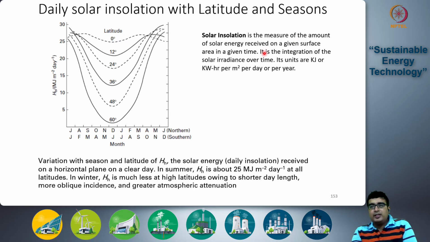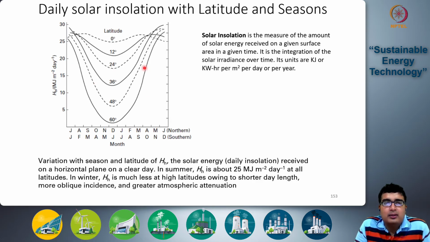So solar insolation is the measure of the amount of solar energy received on a given surface area in a given time. It is the integration of solar irradiance over time. Its units are either kilojoules or kilowatt hour per meter square per day or per year. Okay. And this is the graph of solar insolation with latitude and with the season of the year.